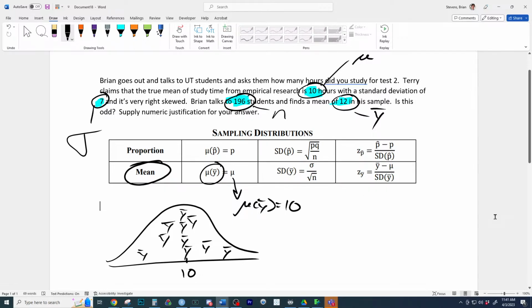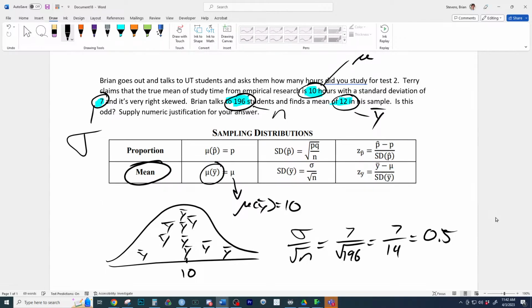The mean stays the same, but the shape becomes more normal, and the standard deviation gets smaller by a square root of n. So I wanted to use perfect squares, and I changed the question a little bit, so that when we put in sigma over square root of n, we go right here, and we get the original standard deviation was 7 over square root of 196 is equal to 7 over 14 is equal to 1/2. And so think about this.